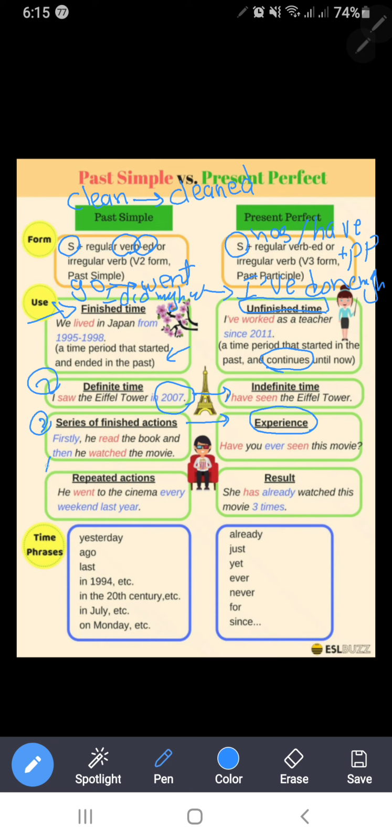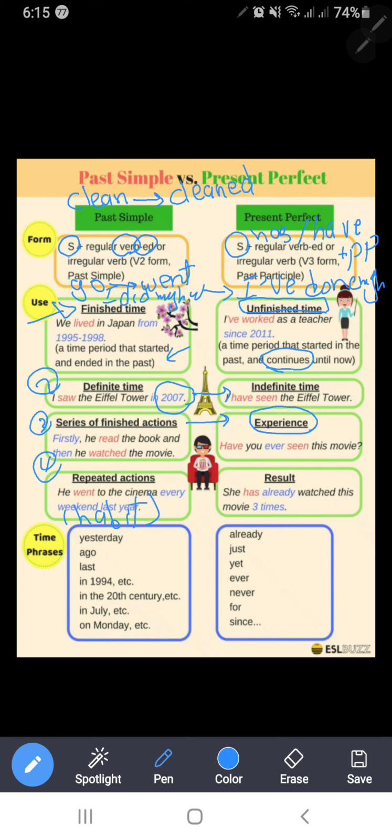Number four, the past simple talked about repeated actions. What I mean by repeated actions? Repeated action that something happened again and again. For example, he went to the cinema every weekend last year. So here it's a habit. It was his habit to go to the cinema.